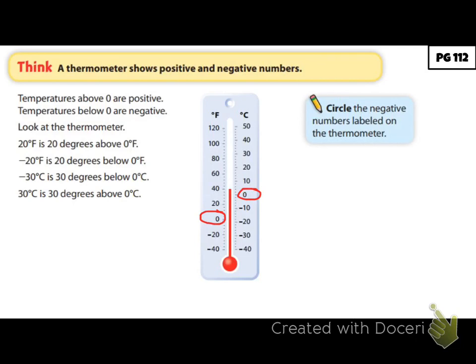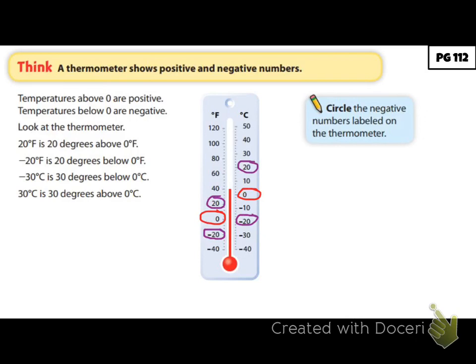So we need to look at the thermometer. It says 20 degrees is 20 degrees above 0. So if we look, our 20 degrees is right here for Celsius, and it's right here for Fahrenheit. It is above 0. It is 20 above 0. Negative 20 is 20 degrees below 0. So here we're doing the opposite. It's 20 below 0. That means it's 20 degrees from 0 to the negative side. Same thing. Negative 30 is 30 degrees below 0, and 30 degrees Celsius is 30 degrees above 0.